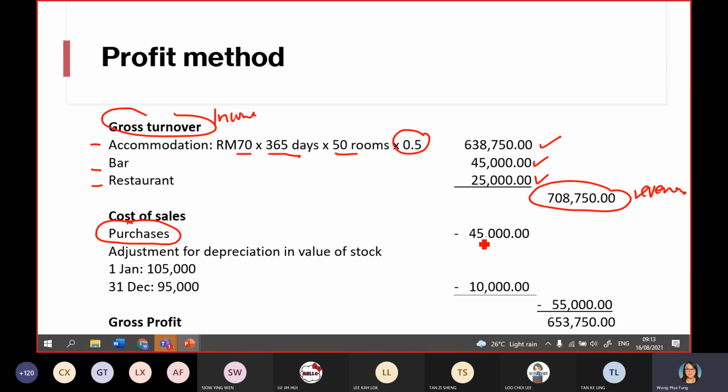Okay, so minus 45,000. So this is what I mentioned just now, adjustment for depreciation in the value of the stock, beginning of the year, end of the year. So depreciate 10%, 10,000. So that's why the 45, add up this one together, become 55,000. So use your revenue minus this one. Then for this, you bring forward to the next slide.